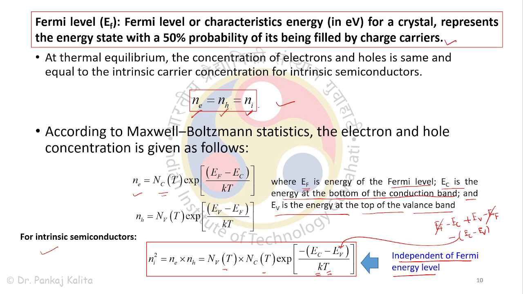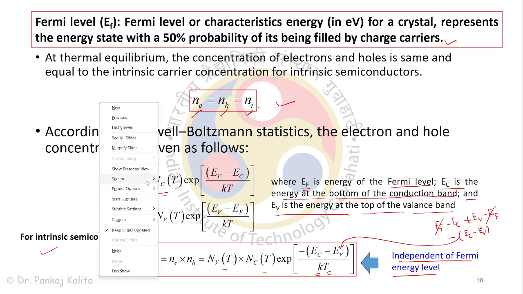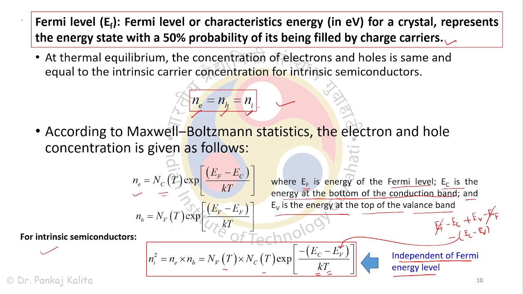Now one very important term is the Fermi level. First you need to understand what the Fermi level is. The Fermi level basically represents an energy state with 50% probability of being filled by a charge carrier. So it is the midway energy state where the charge carrier can be filled or cannot be filled. There is a 50-50 chance.